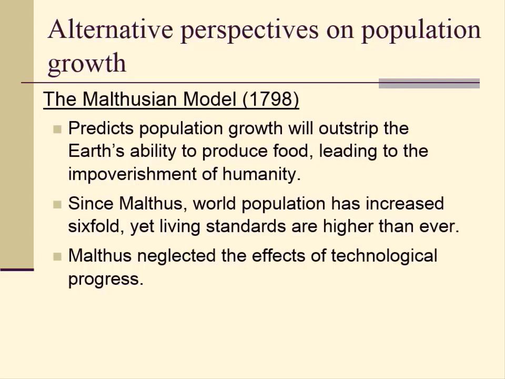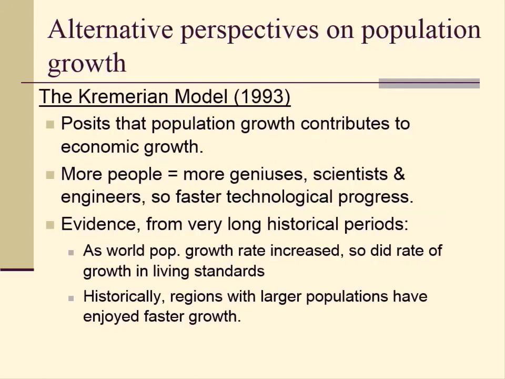However, since Malthus, world population has increased sixfold, yet living standards are higher than ever. So what was wrong with his model? The problem was that Malthus neglected the effects of technological progress, which more than offset population growth. In fact, today only 2% of Americans work on farms, but still manage to produce more than enough food to feed the entire nation. And Malthus could not foresee that.